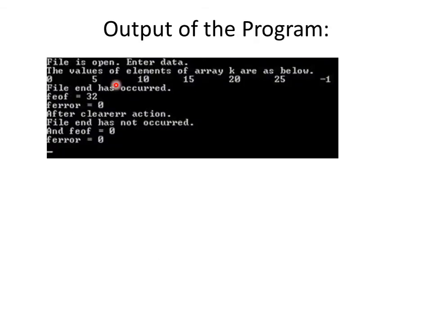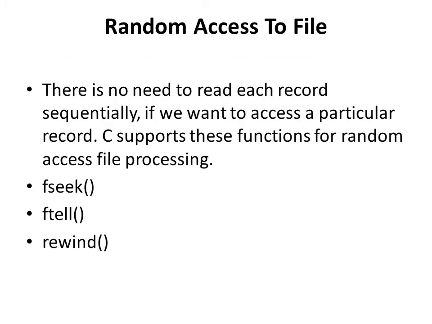Here you can see the output of the program. The file is open, enter the data. I have entered the values 0, 5, 10, 15, 20 and 25, because I have taken the array declaration as 5. Minus 1 indicates the file end has occurred, and the end of file value is 32, the error is 0. After clearerr, file end has not occurred, feof is 0. That means feof is 0 and ferror is also 0. This is the output of the previous program.